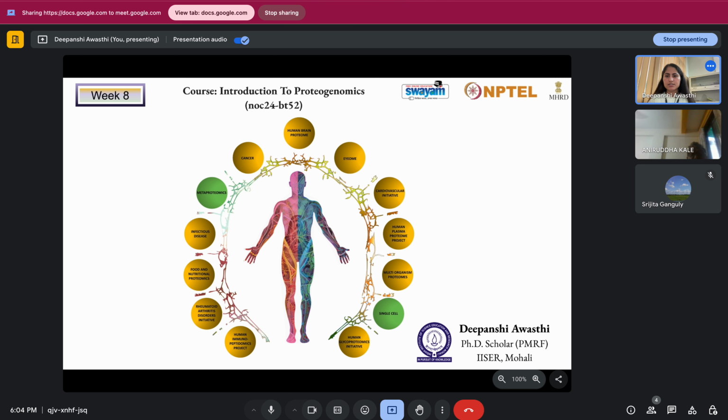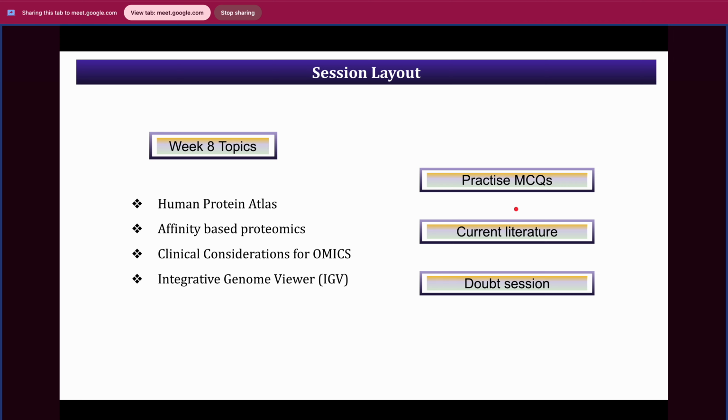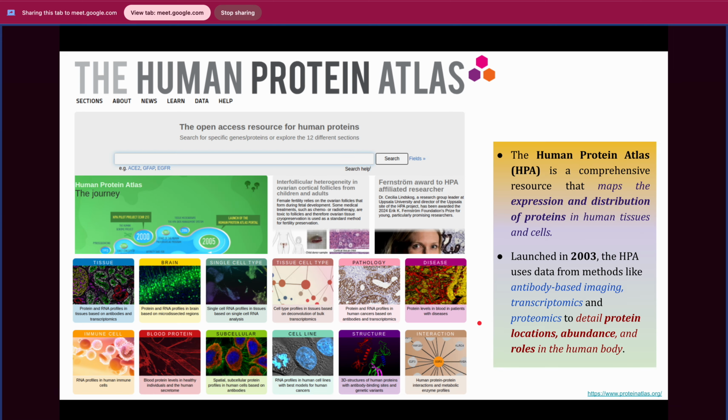So, in this session, we'll be talking about the problems related to week 2. In week 2, you have covered Human Protein Atlas, affinity based proteomics, clinical considerations for omics, and Integrative Genome Viewer. Along with this, we'll practice some MCQs and we'll also look into the current literature on what is currently going on. And I'll also be taking your doubts related to the assignments of this week 8.